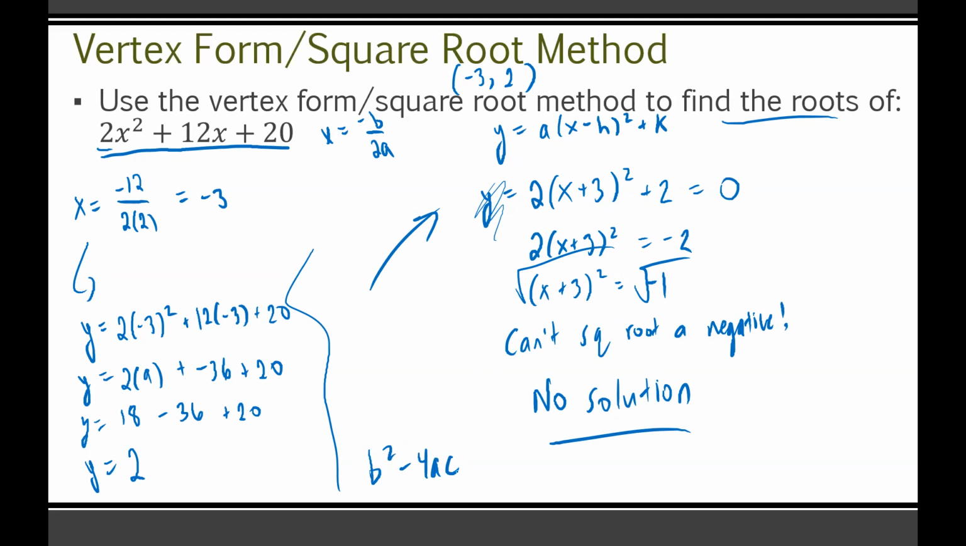That little formula, b squared minus 4ac, tells you the nature of the roots. It tells you how many roots you have, right? If we test that on this one, b squared is 12 squared, which is 144, minus 4 times 2 times 20. That'd be 144 minus, that's 8 times 20, that's 160. That gives me -16. And because our discriminant's a negative number, that means we have no solution.